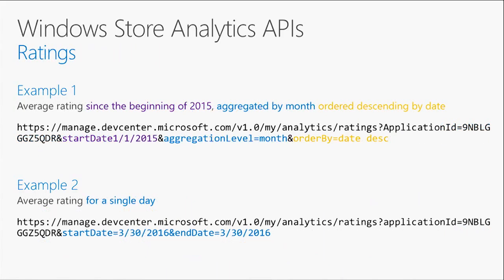Okay, so looking at the ratings API, in this example, I am specifying a start date but no end date, and what this does is it lets me get data from a start date all the way up to the present, because when you don't specify an end date, it uses the current date. I am also specifying an aggregation level of month, and I'm ordering by date descending. In the second example, I'm getting back ratings for a single day's worth of data, and you do that by specifying the same value for the start date and the end date.